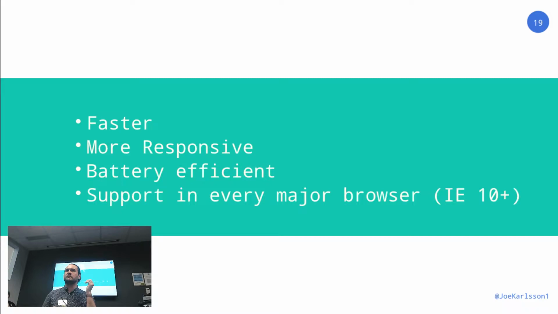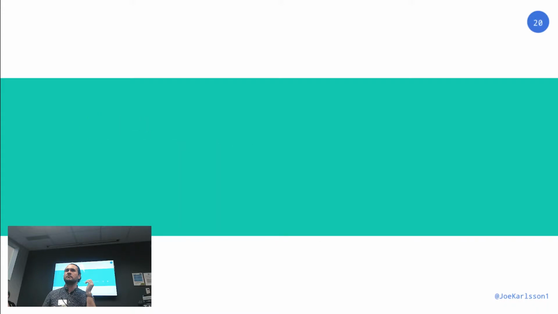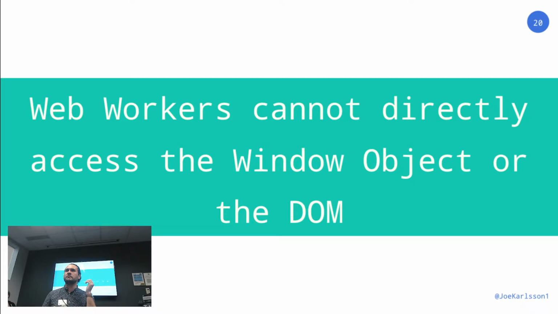Cool. So let's get into the weird. I want to get into the weird parts about web workers, and then I want to show you how we can fix that initial demo to use web workers to kind of unblock that main thread. So first of all, this is weird. Web workers cannot directly access the DOM or window object.